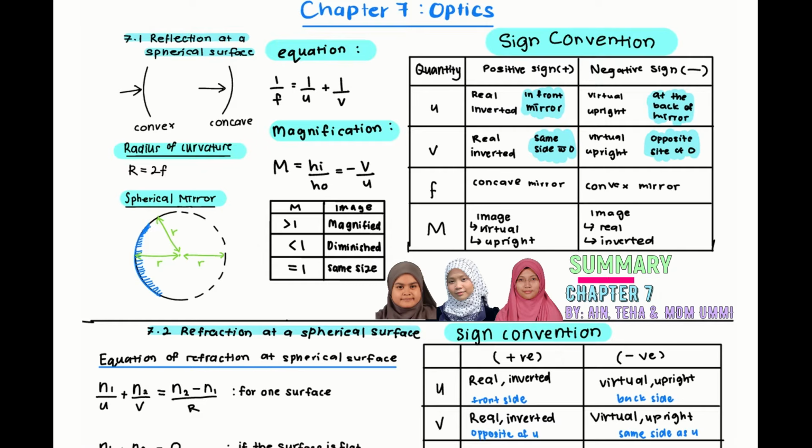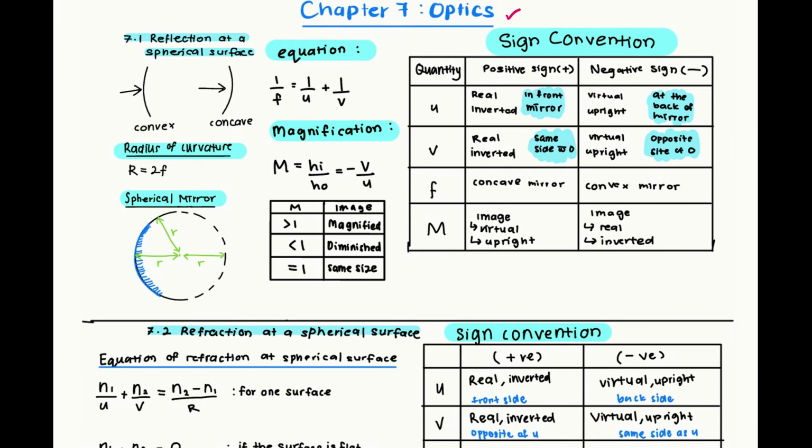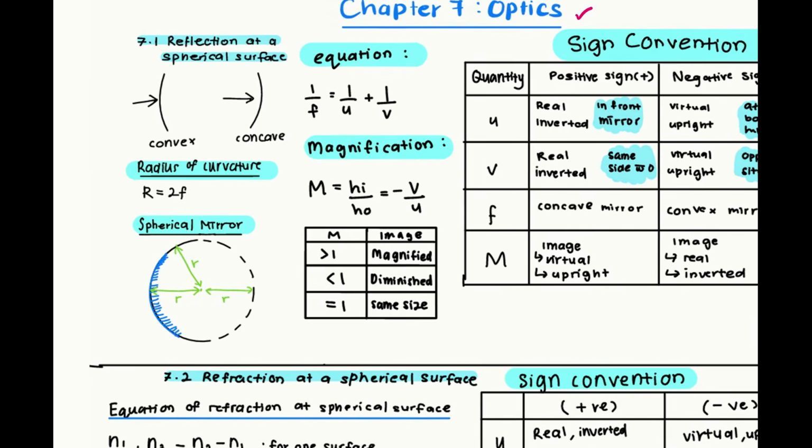Assalamualaikum and salam sejahtera. So now we are at chapter 7, optics. This is the longest chapter for the second semester, and we have the biggest marks allocation for this chapter. Basically we have 9 subtopics to cover for this chapter, starting with 7.1, reflection at spherical surface.